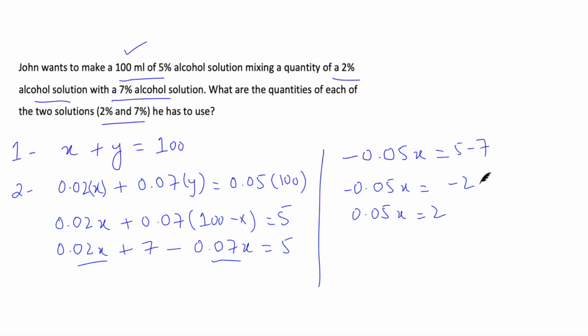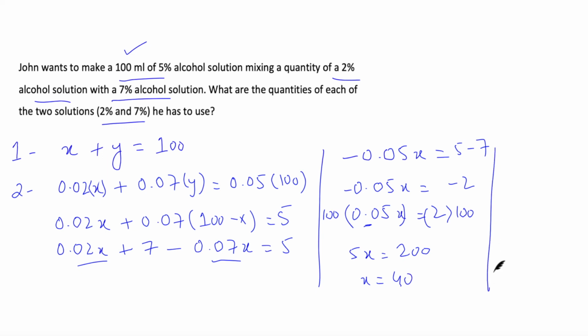Now you don't need to worry about this. Just simply multiply both sides by 100. That's it. Multiply this with 100 and multiply this with 100 as well. You will get rid of this decimal point. So on the left hand we have 5x, equals 200 on the right side. There you go. Now you divide, x equals 200 divided by 5, which is 40.